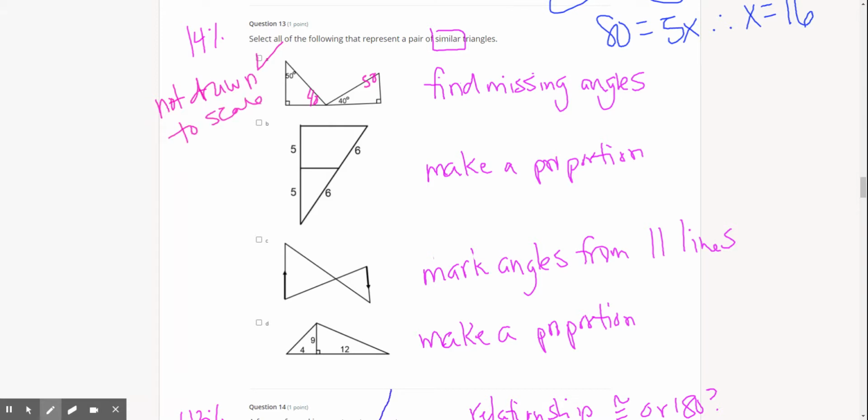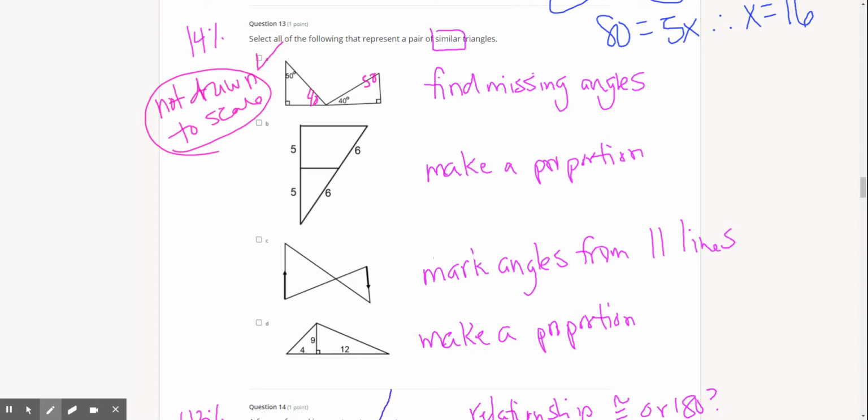Both the Geometry SOL and the SAT and the ACT, for that matter, give you all kinds of geometry problems that are not drawn to scale because they don't want you using reasonableness. They want you to use math, which is stupid because in real life, reasonableness is super important. So just be careful about those tricky problems that are not drawn to scale.